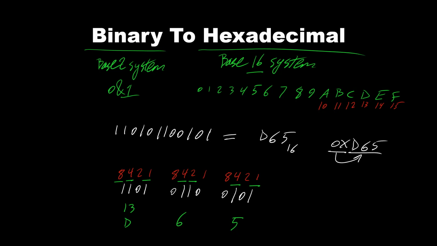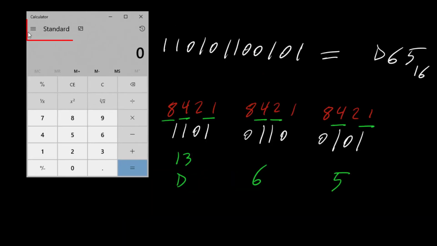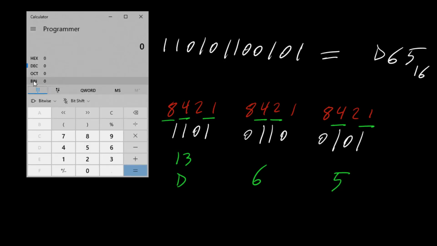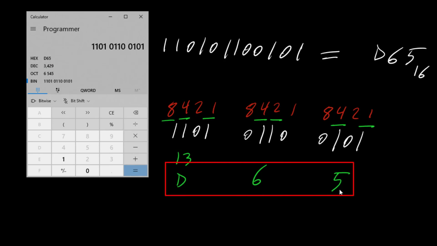Now let's see it in the calculator. Here we can see standard view; change it to the programmer view. We want to make sure BIN for the binary is selected, and then put this binary number into the calculator: 1 1 0 1 0 1 1 0 0 1 0 1. And as we can see here for the hex, D65. And here we can see D65.